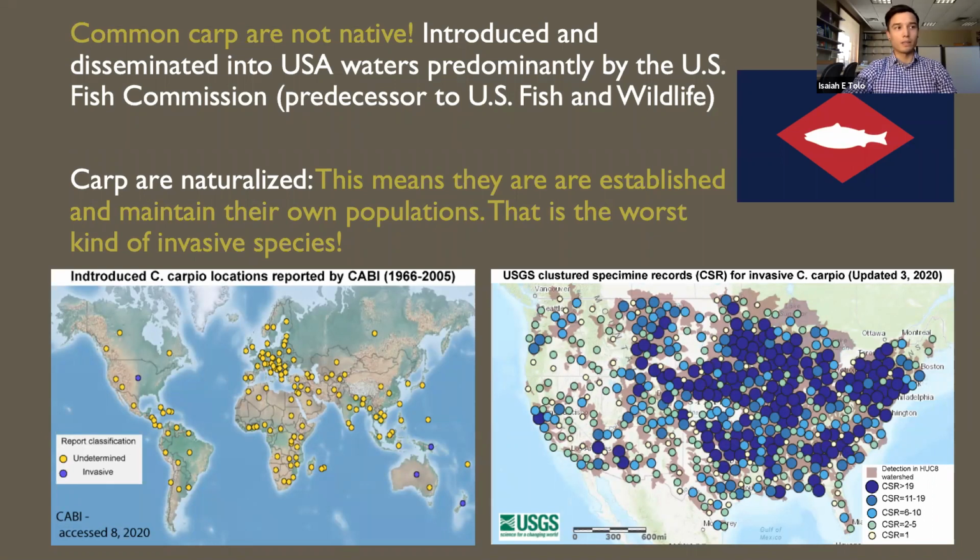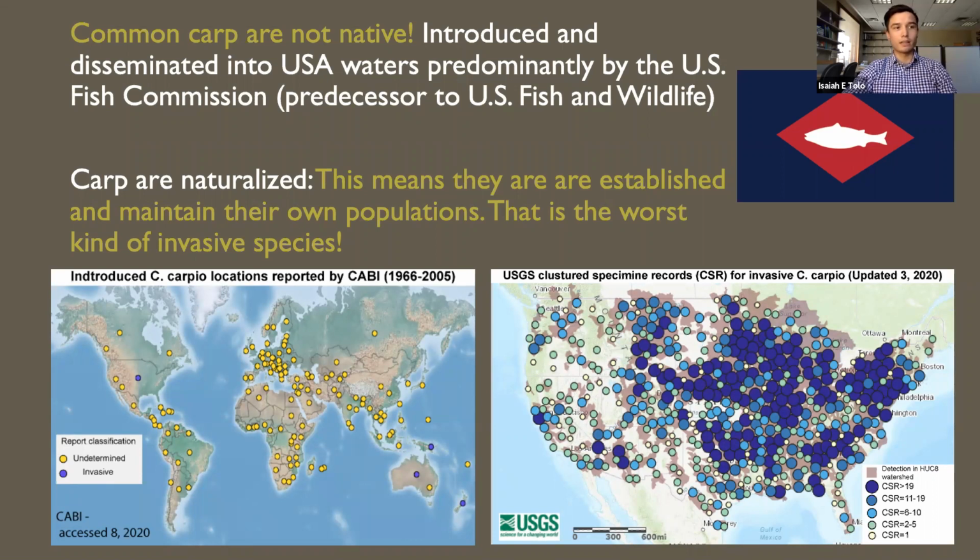They don't need any help to establish themselves, and they've really got their hooks into the environment, and are able to stick around. This is not just true for the United States, but around the world. You can look at this bottom map on the left-hand side showing the CABI locations for where carp have been introduced, and you can see it's basically global, though they're still really used as a food fish in a lot of countries. So they've only been designated as invasive in a few different countries.